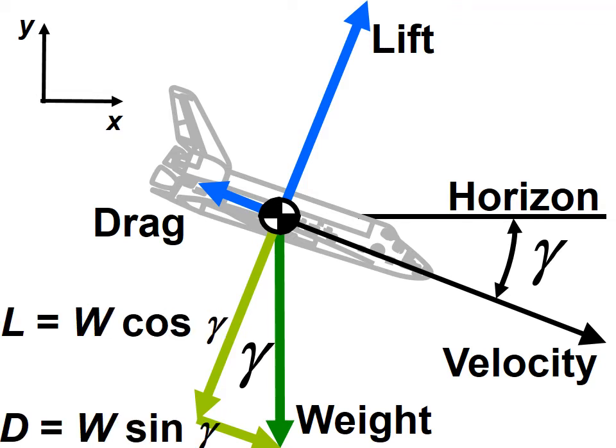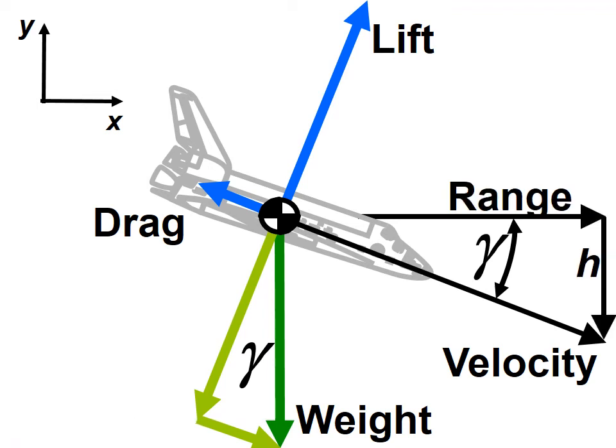Since this is a stabilized, non-accelerating glide, the forces in each direction must be in balance. Therefore, we conclude that the component of weight parallel to the velocity vector must be exactly equal to and opposite in direction from the drag. Likewise, the component of weight perpendicular to the velocity vector must be exactly equal to and opposite in direction from the lift. Using a little high school geometry, we conclude that the aerodynamic forces triangle and the weight triangle must be similar triangles.